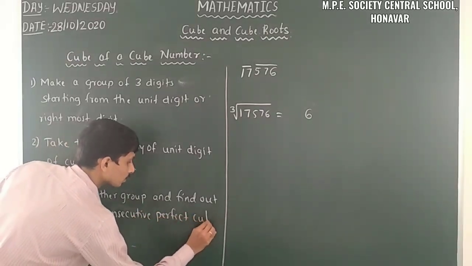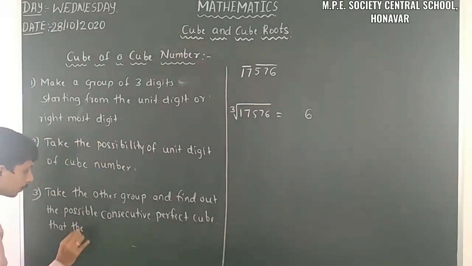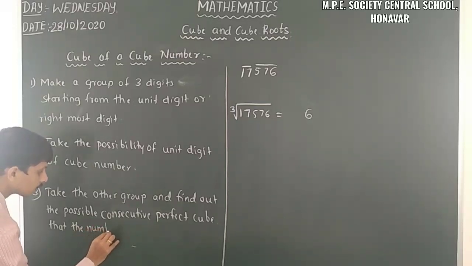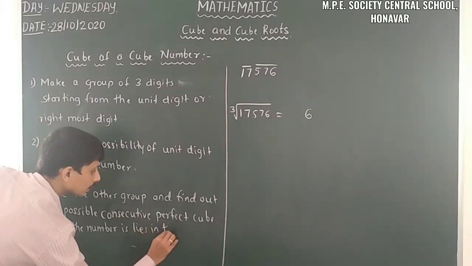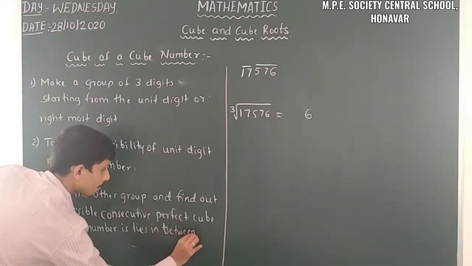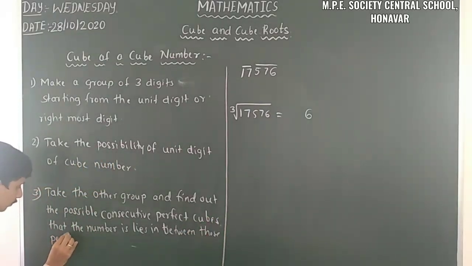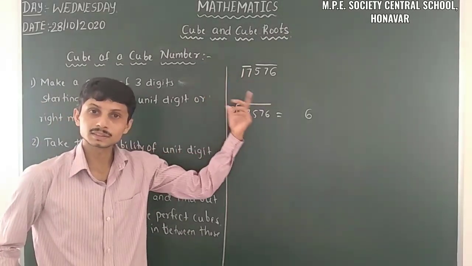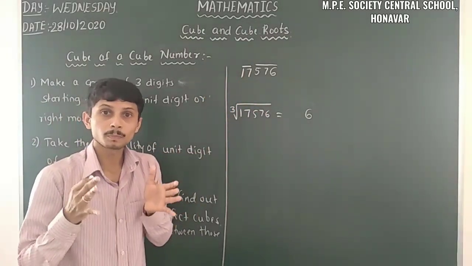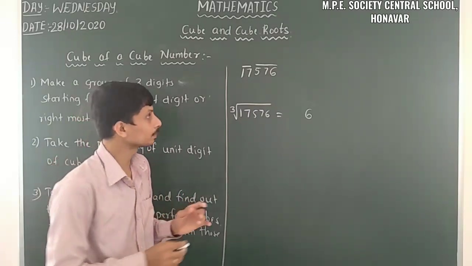Perfect cubes that the number lies in between. Those perfect cubes. That means here the 17 is there. 17 is lying between some two possible consecutive cube numbers. That means 17 is there.